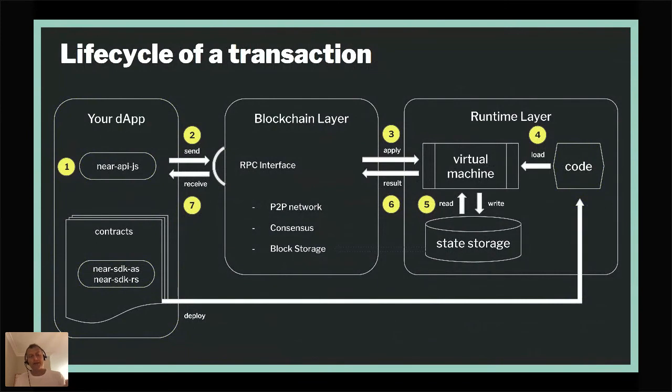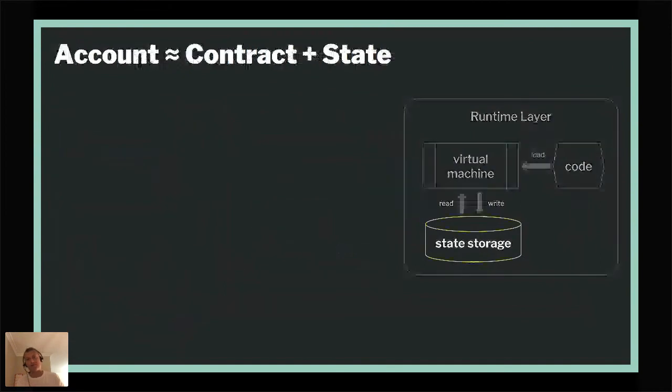And then when you make that call, it follows this path. So from Near API JS, your app makes a call. It sends the transaction through the RPC interface. The blockchain layer spins up the runtime, applies the transaction. That brings up a virtual machine. Your code is loaded onto the virtual machine. It's invoked, does its thing, reads and writes to storage, comes back across the network, gets captured in block storage permanently on chain. You get the response. So this sort of flow here is what's happening.